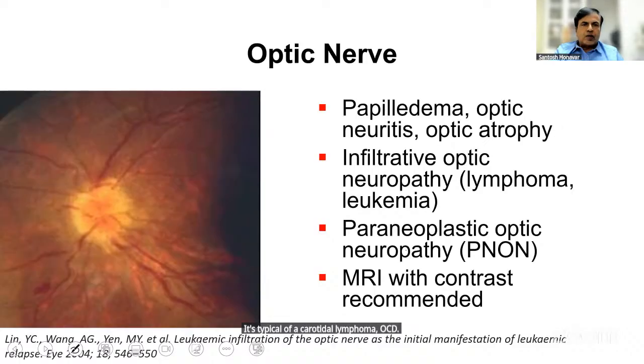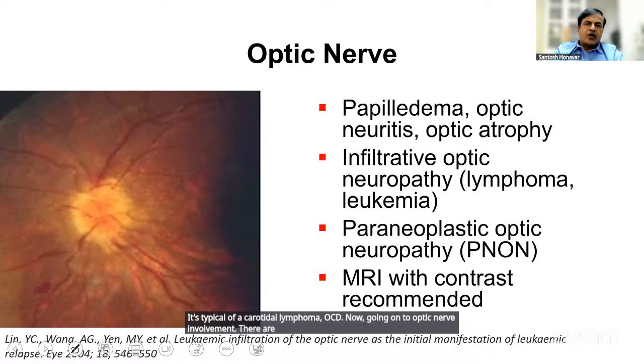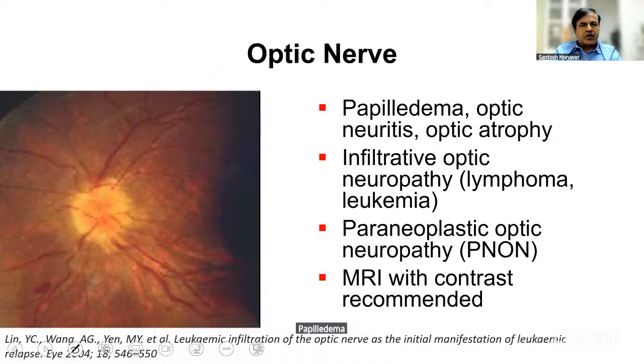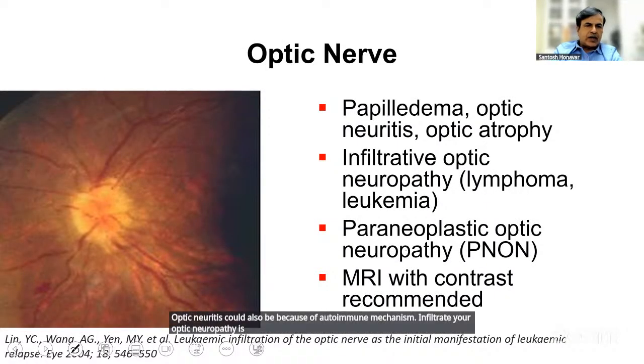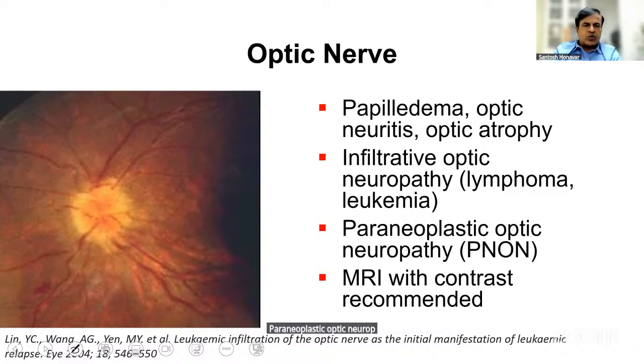Now going on to optic nerve involvement. There are many optic nerve signs that are seen in cancers. Papilledema, optic neuritis, optic atrophy could be because of a CNS malignancy. Optic neuritis could also be because of autoimmune mechanism. Infiltrative optic neuropathy is typically seen in lymphoma and leukemia. Paraneoplastic optic neuropathy or PNON is a manifestation of an autoimmune mechanism.